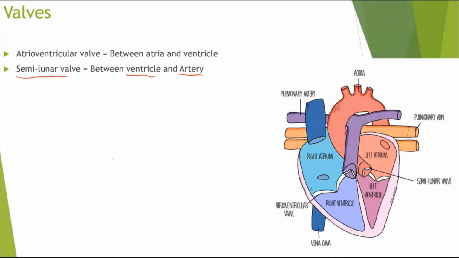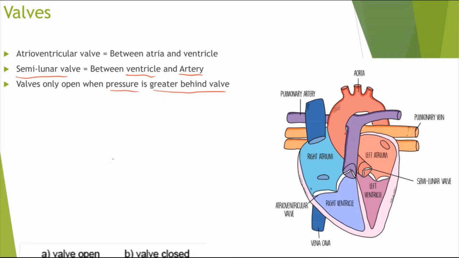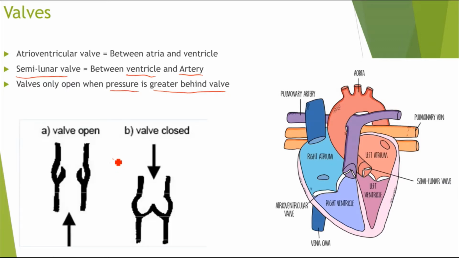All right, so how do valves work? Valves only open when the pressure is greater behind the valve. For example, if the blood was meant to go straight up, the valve would only open if the pressure was greater behind the valve, to allow the blood to flow straight up. But if the pressure was greater above the valve, which could cause the blood to flow downwards as opposed to upwards, then the valve would remain closed, as you can see.